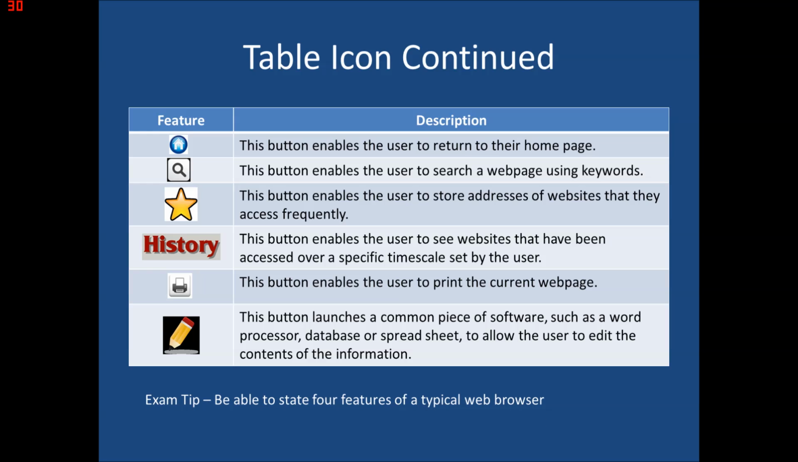An exam tip: you should be able to state 4 features of a typical web browser. Easy enough. You know the back, forward button, you know refresh, home, search, favourites, history, print. You just need to learn them, and if you get this question in the exam, you should be going, yes, thank you, because it's a really simple, straightforward question. Write the feature, write the description. These are all the official descriptions from the textbook, by the way, so feel free to use these, learn them.